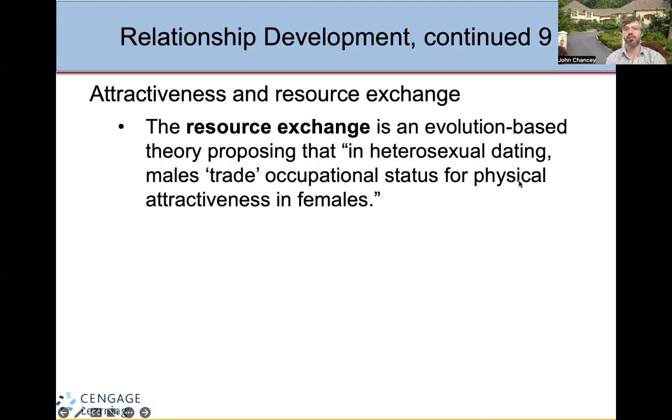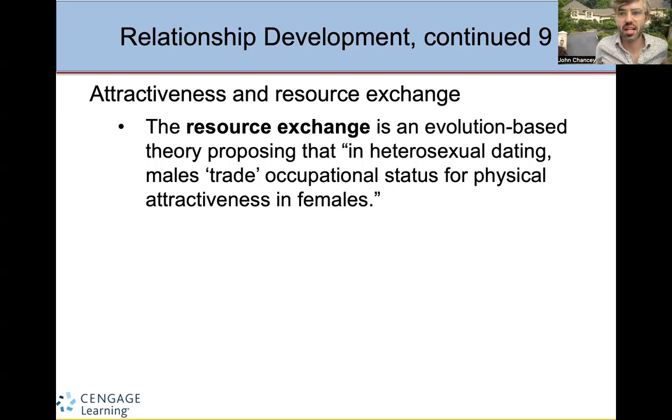Okay. So thinking about this element of attractiveness, there are other theories about this as well. One of those is this idea of resource exchange, basically that in dating situations, the exchange happening is that males are trading their occupational status for physical attractiveness in females. So basically, it's identifying what each gender is looking for in the opposite. For example, males in this case would be looking for physically attractive females, and females would be looking for men who have higher status in terms of maybe their occupation, their job, their career, something like that.